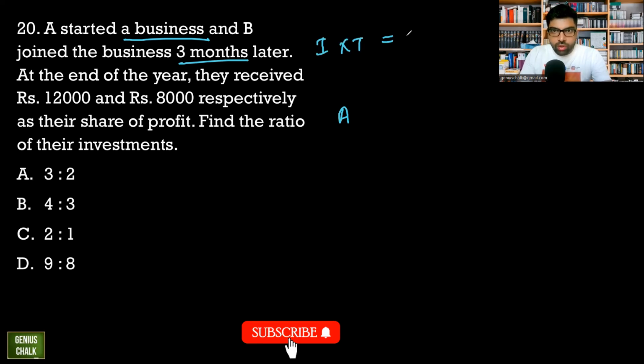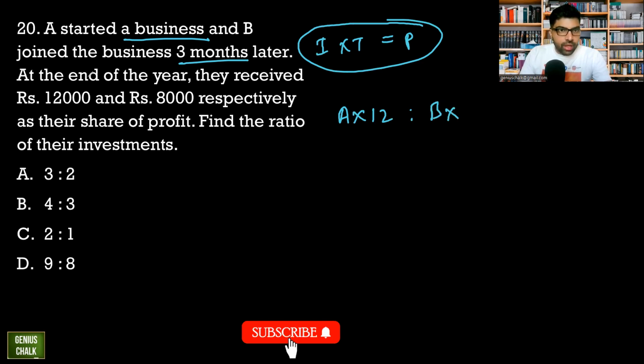Investment into time is called profit. So A started with, let's say, A rupees and he has joined for 12 months. B started with B rupees and he joined 3 months later. That means he put his money for 9 months. At the end of the year, they received this money in the ratio 12,000 and 8,000.